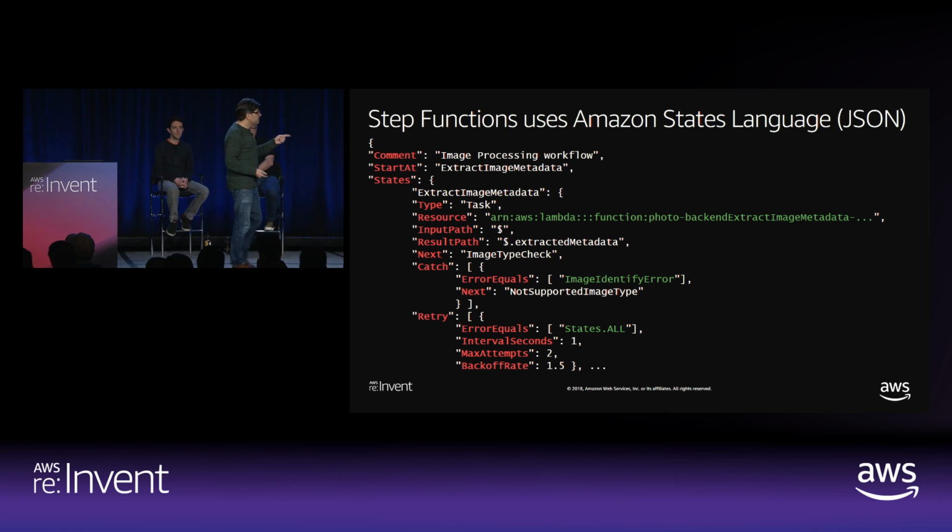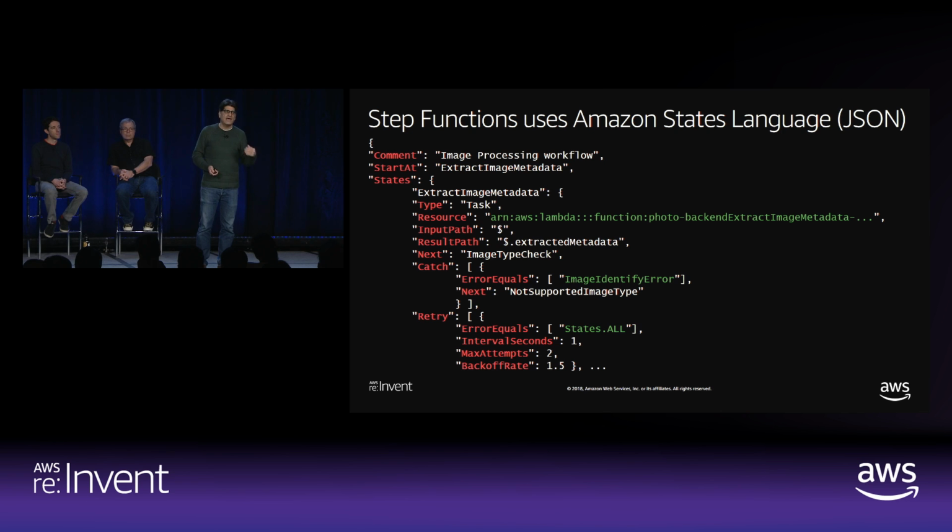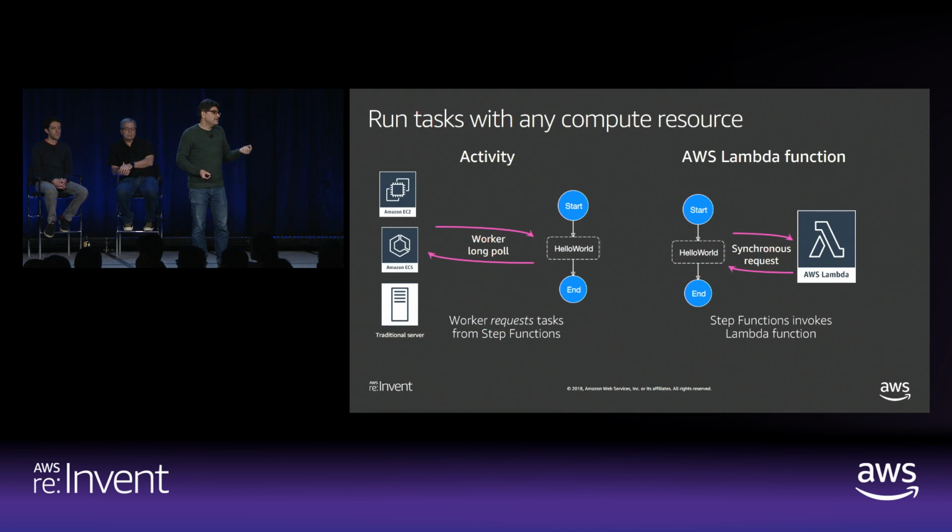Now, the heavy lifting in these workflows is done by the task states, and Step Functions has two types of task states. The first is called an activity task, and this is where the worker actually requests work from Step Functions.